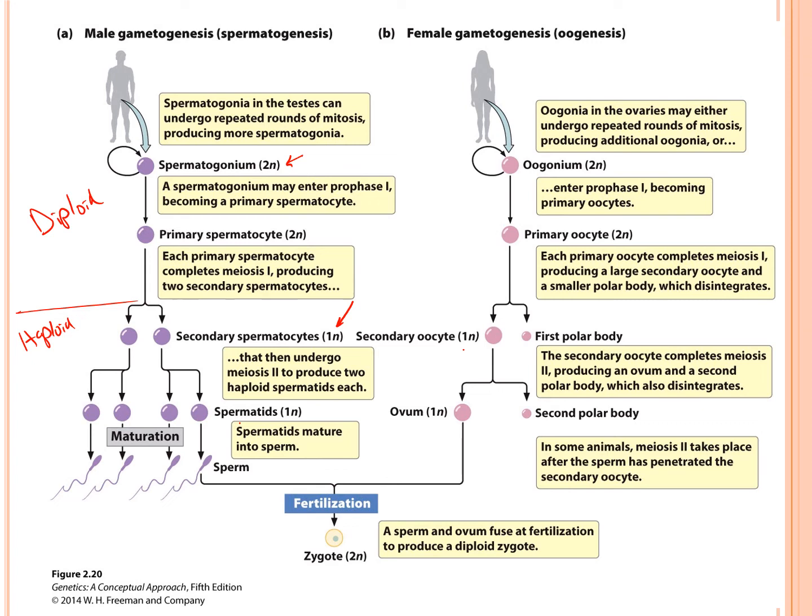So the secondary spermatocyte will then undergo meiosis 2, and we will get 4 spermatids. They are also 1N, and then through a process we will not discuss because this is covered in other courses, these spermatids will mature and produce the functional sperm. So for the male, 1 spermatogonium, that is diploid, produces 4 haploid cells.